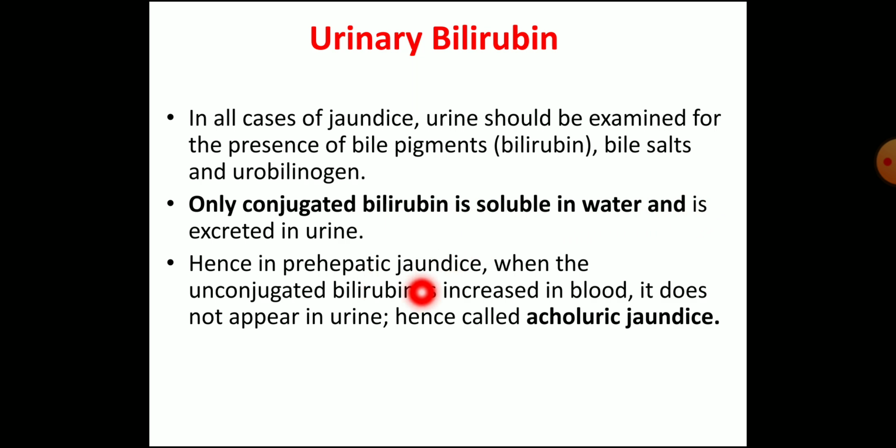Hence, in prehepatic jaundice, when the only elevated fraction is the unconjugated bilirubin, it does not appear in the urine, and hence it is called the acholuric jaundice. Acholuric means no yellowish color, that is no bilirubin in the urine. Only the urobilinogen is increased. So in prehepatic or hemolytic jaundice, bilirubin will not be seen in the urine.